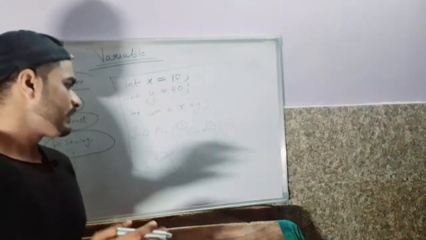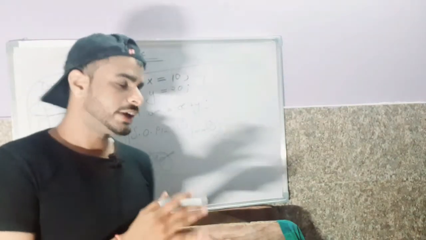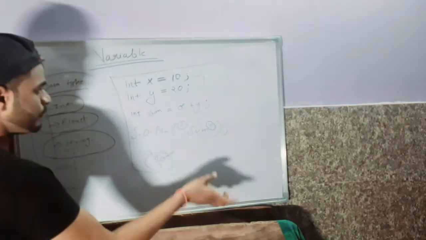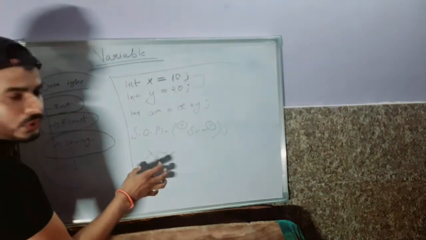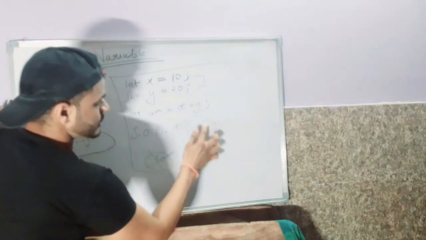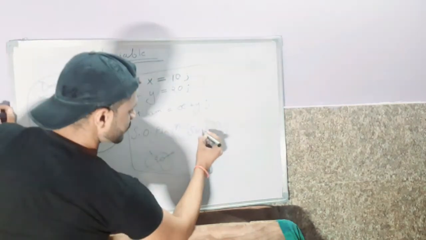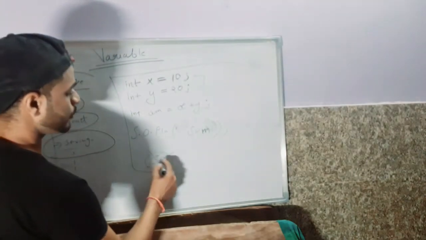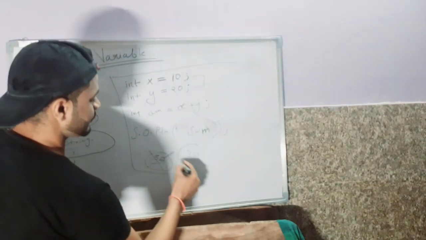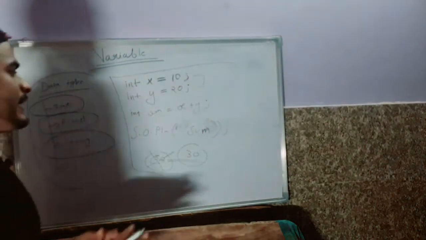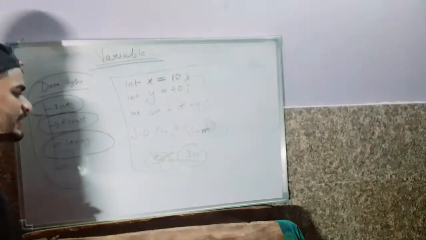One thing I want to teach you, that's why I made this mistake. When we use integer type data, we don't use these quotes. We use only sum. Now the output will be 30. Hope you understand.